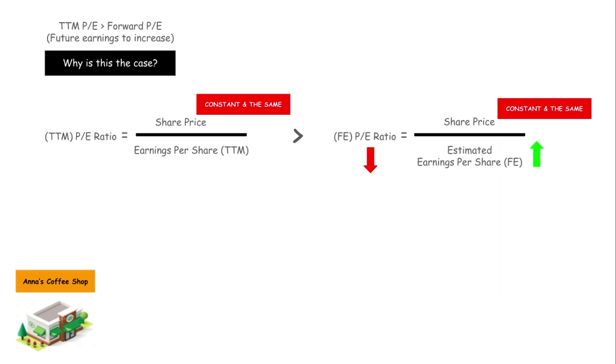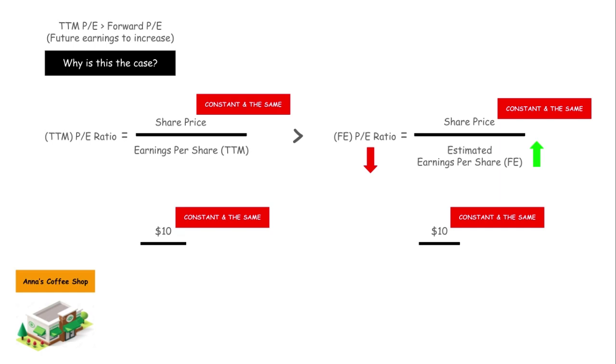Let's assume that the share price for the trailing PE is $10. The forward PE share price is also $10. The trailing and forward PE share prices are constant and the same. Let's say for the trailing PE, Ann's Coffee Shop per share earnings was $2. The trailing PE ratio computes to be 5. For the forward price to earnings ratio, let's then say that Ann's Coffee Shop estimated future earnings per share was $5. The forward PE ratio then computes to be 2.